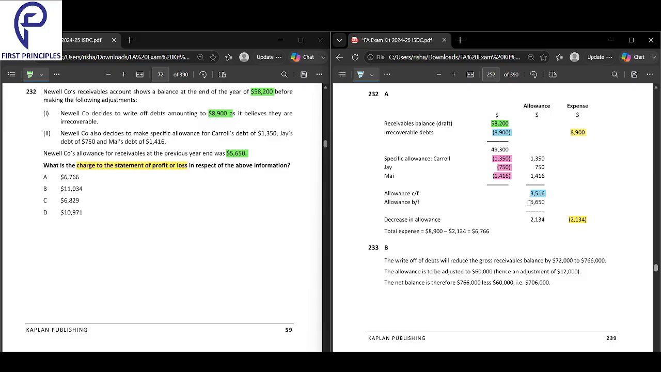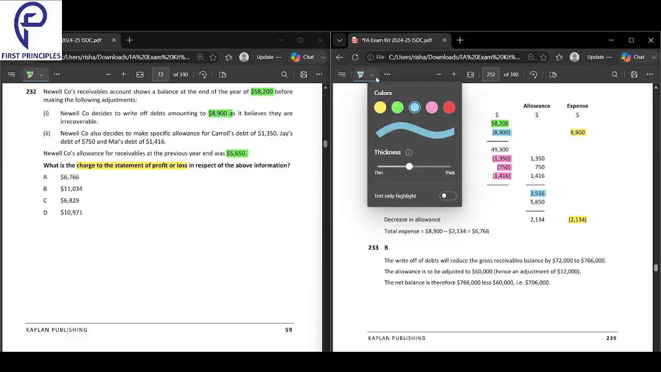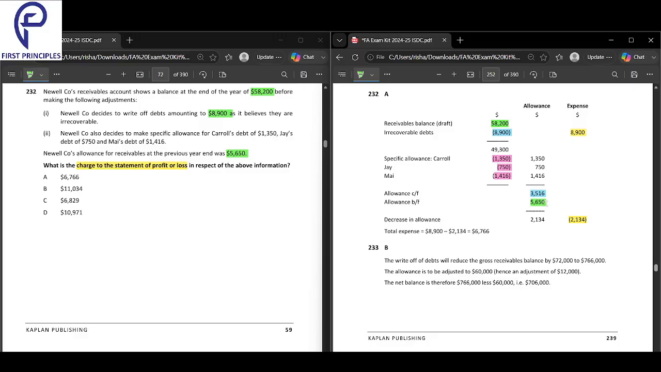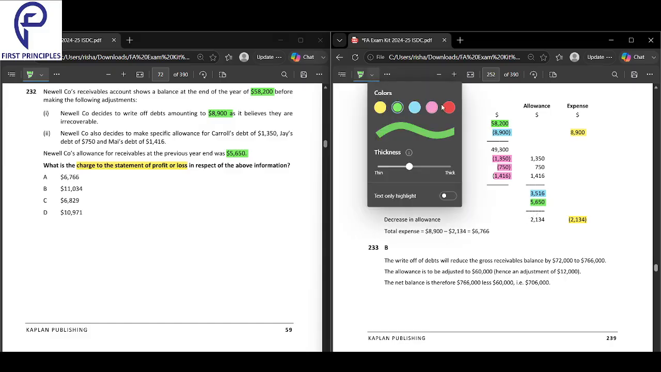And now the balance brought forward. The closing allowance you got; the opening allowance was already given in the question. If you see opening and closing, the total allowance needed this year is only 3156. Opening was 5650. If you see here, there's a decrease in the allowance of 2134.